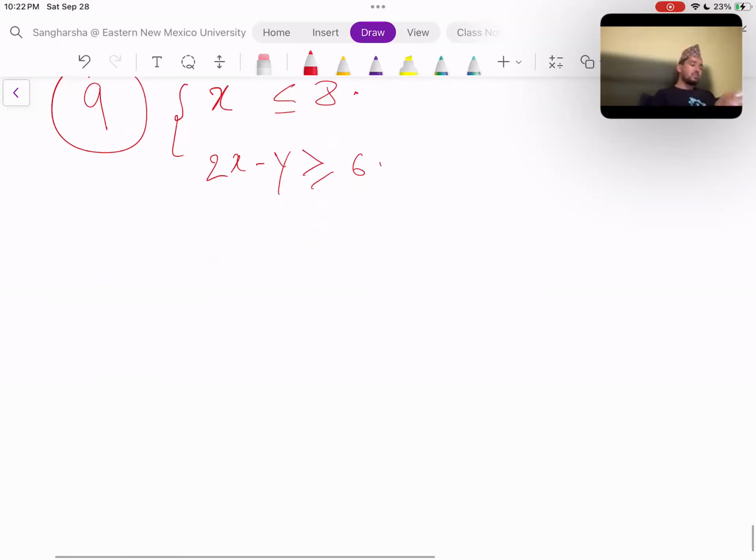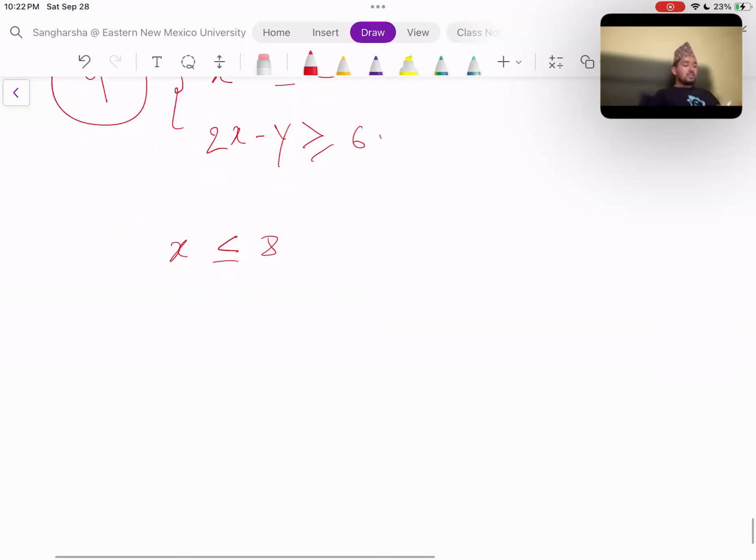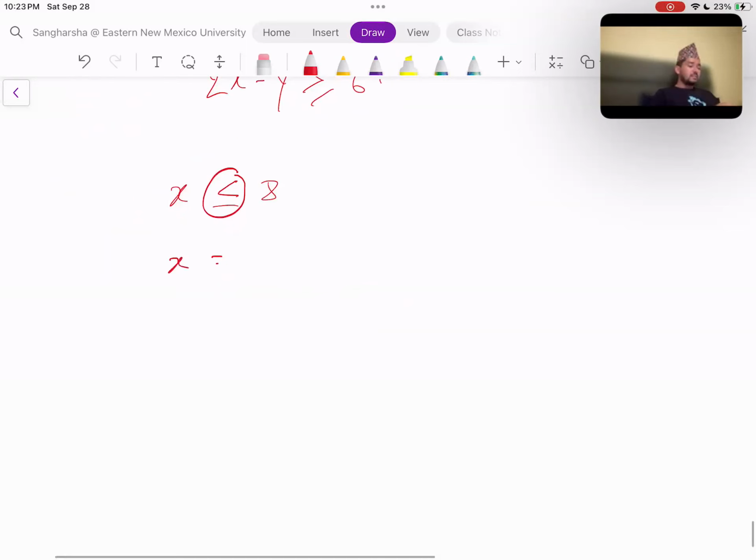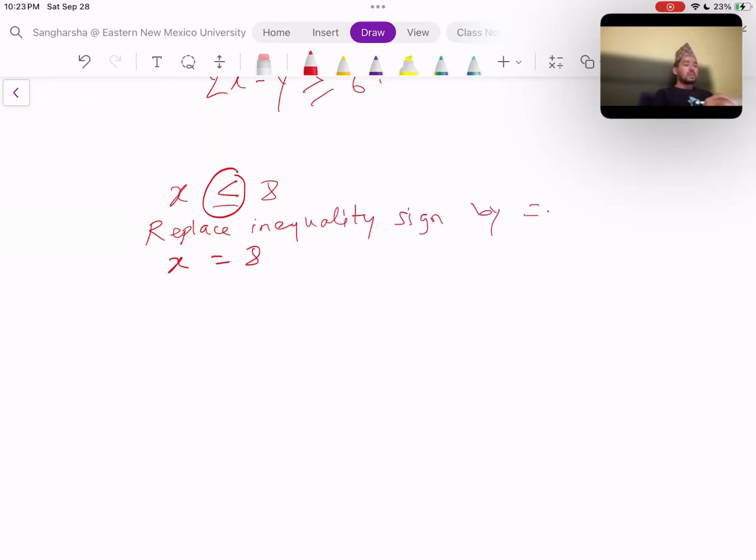So let me start with the first inequality, x less than or equal to 8. The very first step is that you replace your inequality, whatever inequality sign you have, by an equals sign. Once you replace your inequality by an equals sign, we have the equation here. So we have x equals 8.